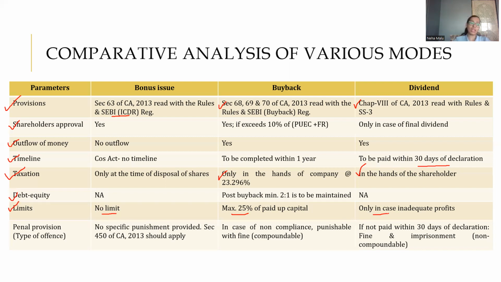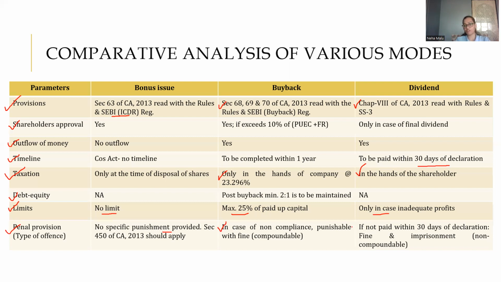there is no event of inadequate profits. Next, with respect to penal provisions, in case of bonus issue, there is no specific punishment that is provided. Therefore, Section 450 of the Companies Act comes into picture. So, as per Section 450 of the Companies Act, if in Companies Act 2013 there is any non-compliance for which no specific punishment has been provided, then the same shall be punished in accordance with Section 450 of the Act. However, in case of buyback, when there is any non-compliance, the same is punishable with fine, which is compoundable.